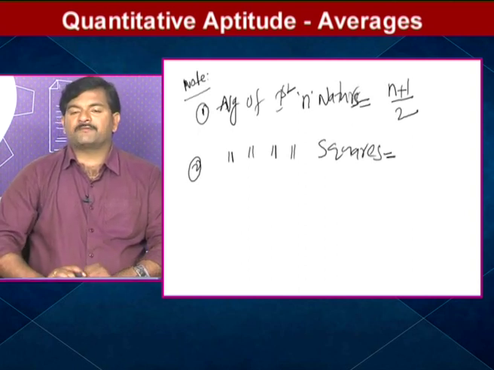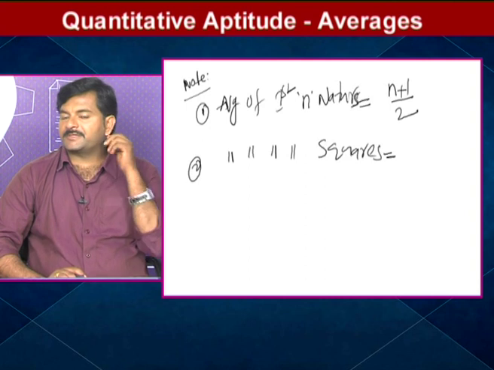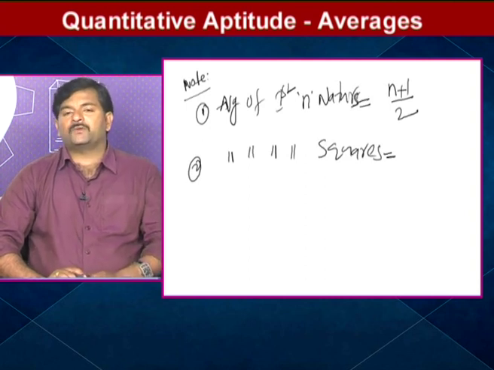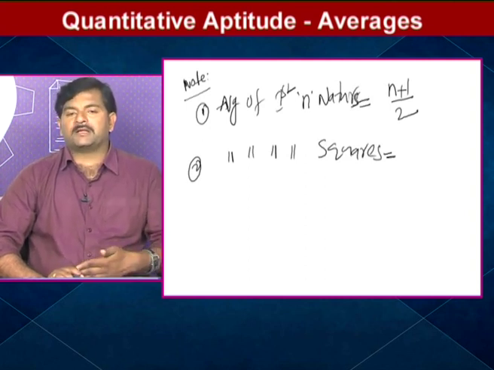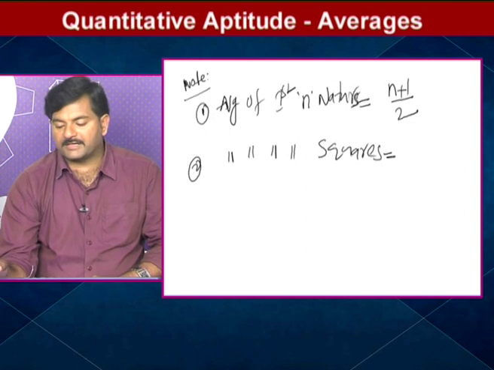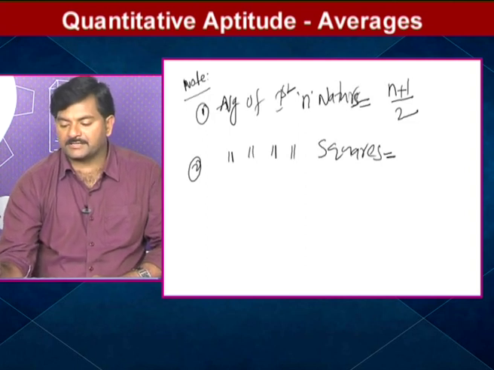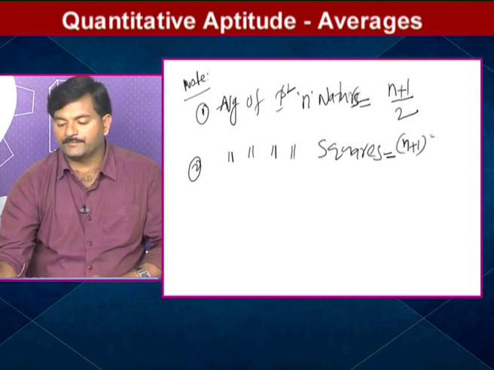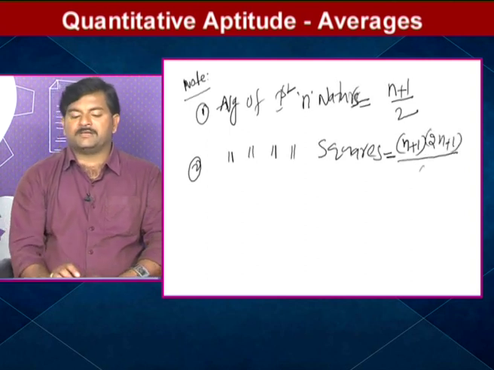Usually the sum of the squares of the first n natural numbers means n into n plus 1 into 2n plus 1 by 6. But here I need not find the sum, I have to find the average. Average of the first n square natural numbers, the formula is n plus 1 into 2n plus 1 by 6.